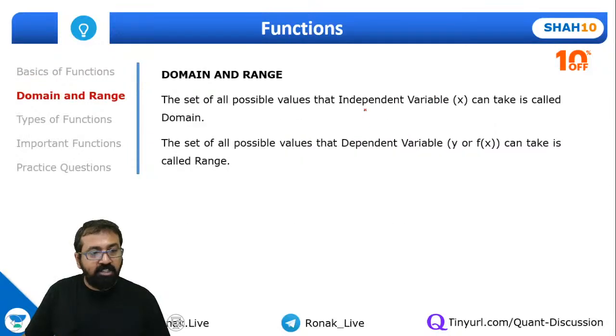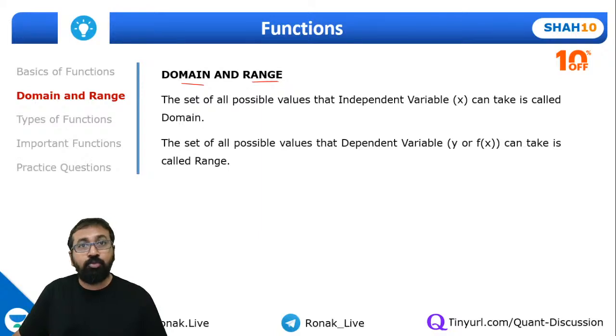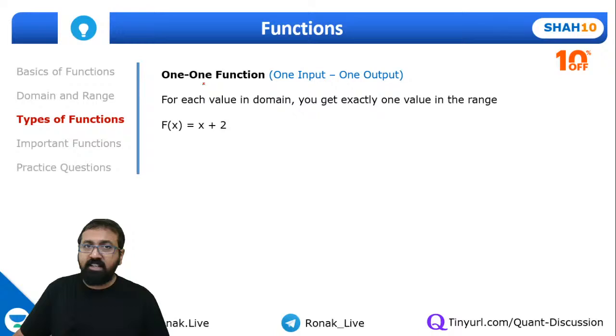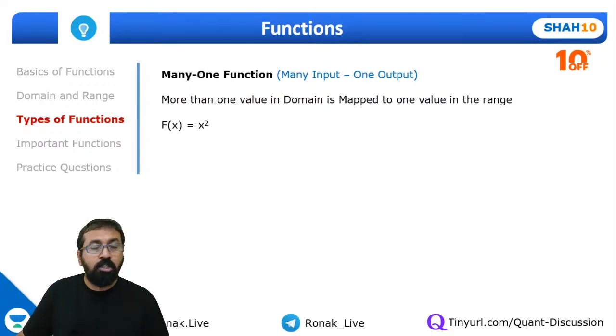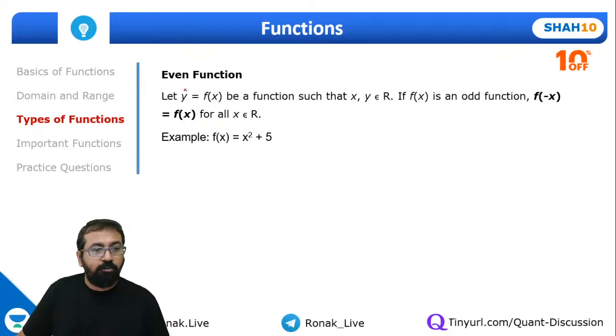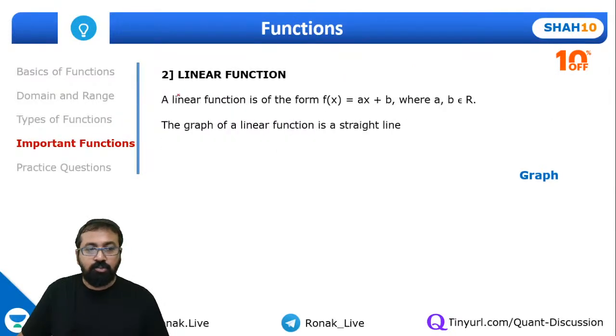In the context of dependent and independent variables, we need to understand what domain and range are. The set of all possible values which the independent variable can take is called the domain. So the domain has something to do with the independent variable. The set of all possible values that the function can take is called the range, or you can say the dependent variable's range. Then we also discussed different types of functions, like one-one function, and many-one function. One-many function we don't need to discuss because it's not defined as a regular function. Then odd function, even function, composite function, and so on.